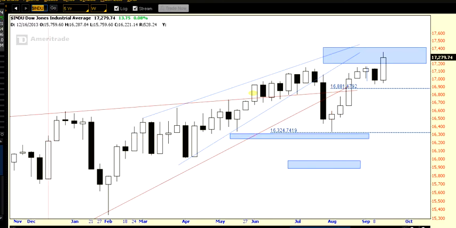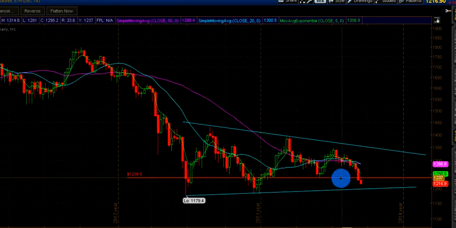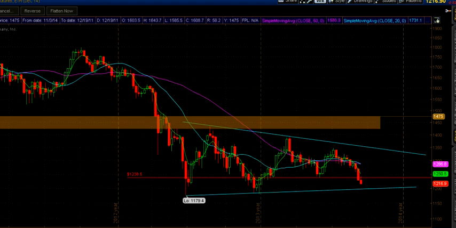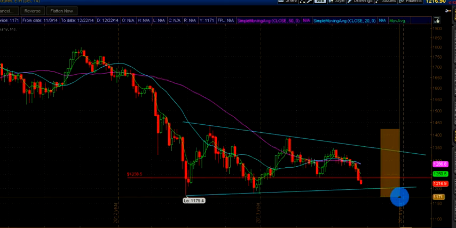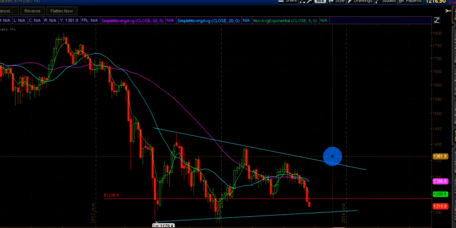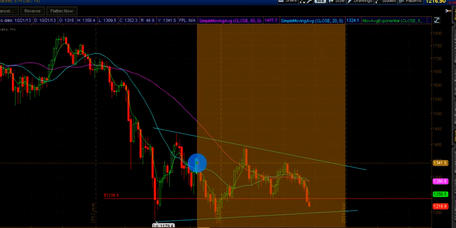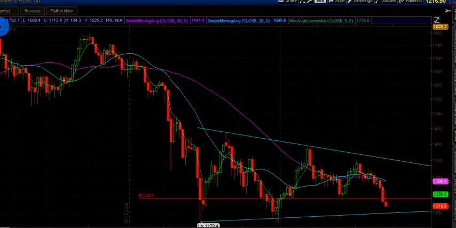So let's look at gold real quick. I got gold up here. Let's see if I can get more of the chart on the screen here. I shouldn't have done that. That's going to mess things up. Yep. Sorry about that. So let's see. The edge of the recording is over here.